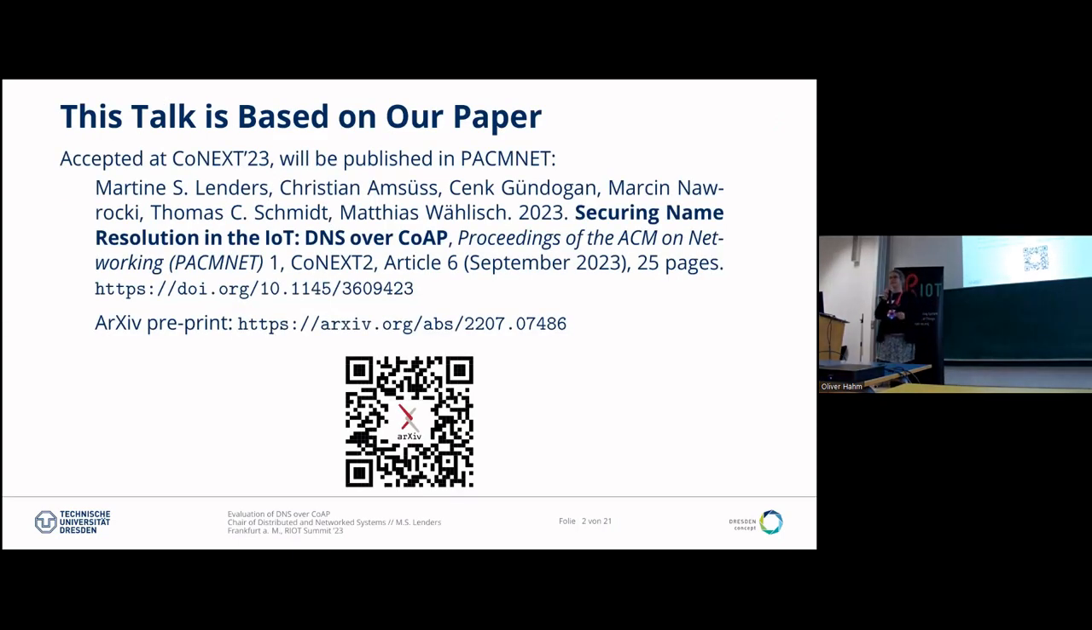this is actually based on our paper that was accepted at CoNEXT 23 and will be published at Proceedings of the ACM on Networking. Just a hint, the DOI here doesn't work at the moment, because it will be published. So it says September, but well. But if you want to read it, you can also use the arXiv preprint for that.